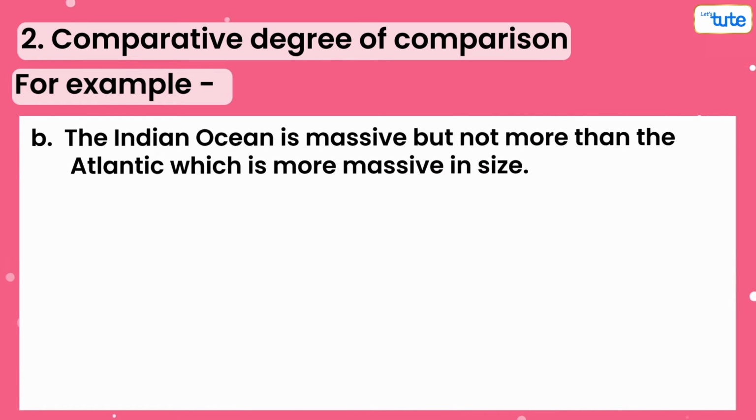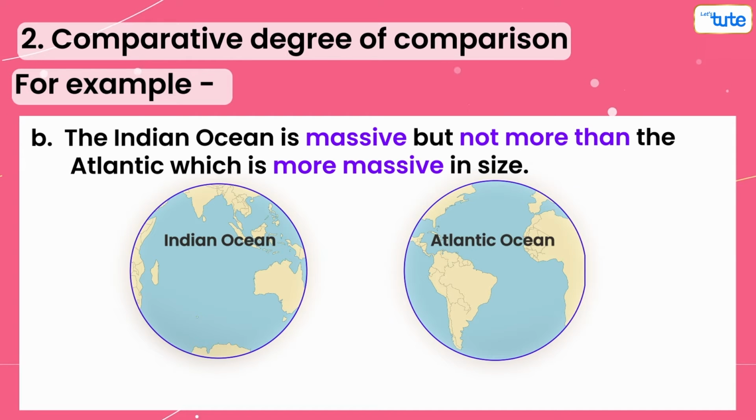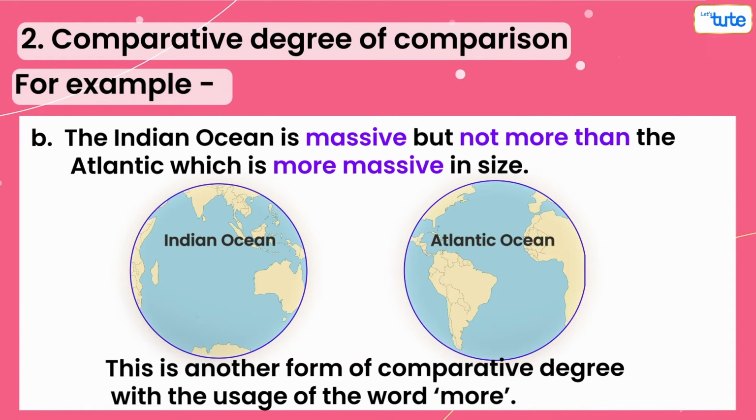The Indian Ocean is massive, but not more than the Atlantic, which is more massive in size. Here in this sentence, the Indian Ocean is being compared to the Atlantic Ocean. As the Atlantic Ocean is larger in size, the adjective massive has changed into more massive. Thus, this is another form of comparative degree with the usage of the word more.